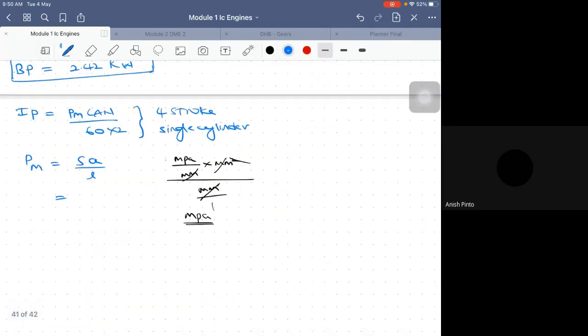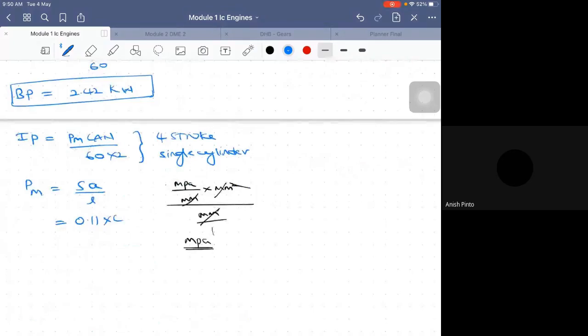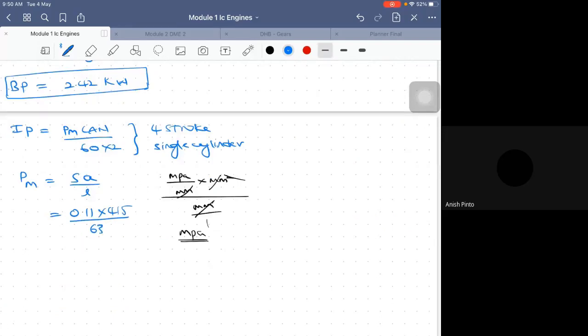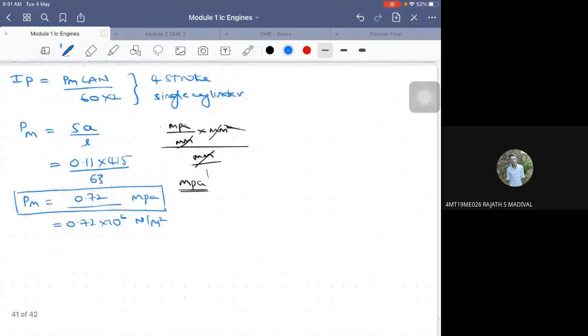So S is 0.11, cross area is 415, divided by L, which is 63. The value of PM, whatever you get, would be in megapascal. It is 0.72 megapascal, so 0.72 into 10 to the power of 6 Newton per meter square. Now, since everything is known, just substitute here to calculate the value of IP.